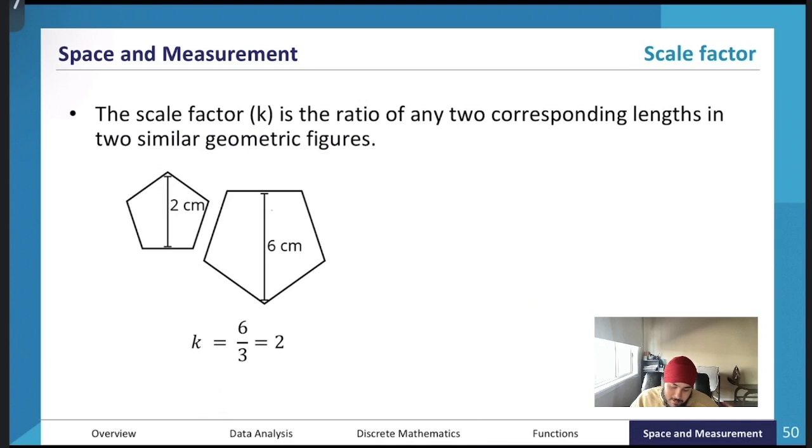So for example, in this one, these two sides are corresponding to each other. All I did was take the length of the larger shape divided by the length of the smaller shape. And that will give us 2. So that means the scale factor for this shape is 2.